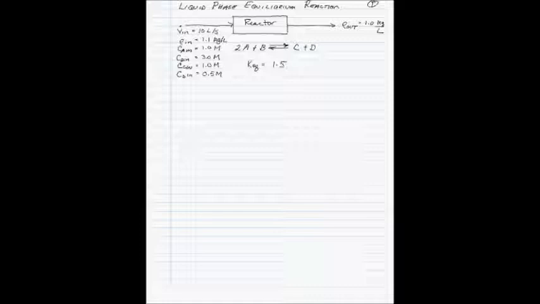The reaction proceeds as 2 moles of A plus 1 mole of B are in equilibrium with 1 mole of C plus 1 mole of D. An equilibrium constant given for this reaction is a value of 1.5. We're also given that the outlet density of this solution is 1.0 kilograms per liter.